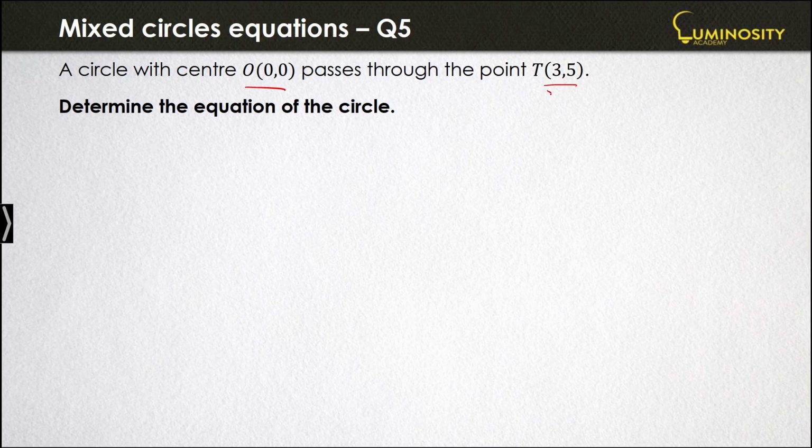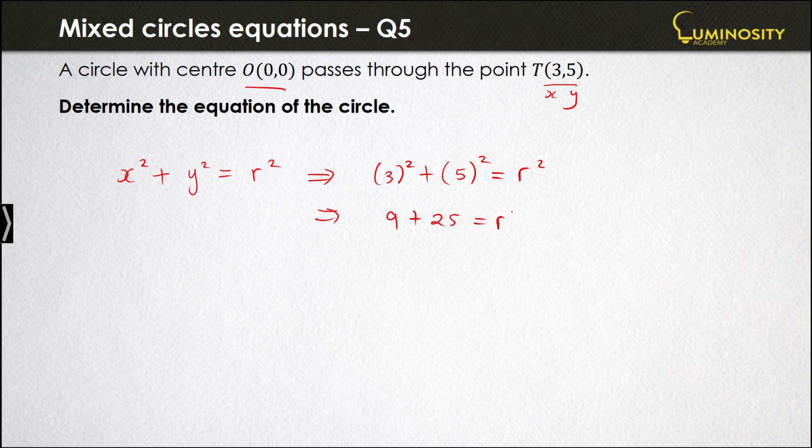So again, this is the x and y coordinate, and we know if the circle has center origin, it is x squared plus y squared equals r squared. So I substitute that point in. For x it's 3, for y it's 5, and that's equal to r squared. So I'm going to have 9 plus 25 equals r squared, and that's equal to 34. Therefore the equation of this circle is x squared plus y squared equals 34.